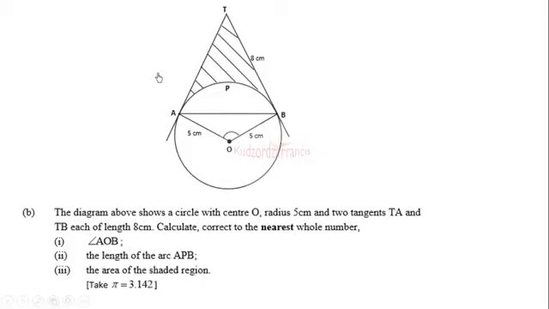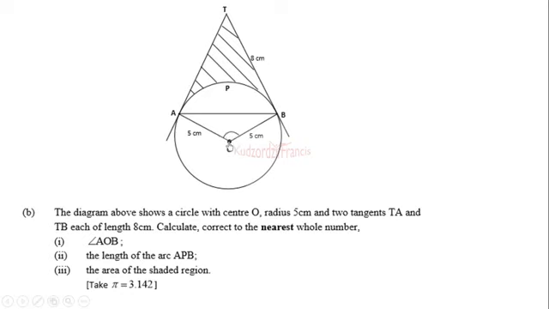So we have this question on circle. The diagram above shows a circle with center O, radius 5 centimeters, OB and OA are the radii. Then two tangents TA and TB, each of length 8 centimeters. Calculate, correct to the nearest whole number, angle AOB, that is the I part. So this is angle AOB, this angle marked here.